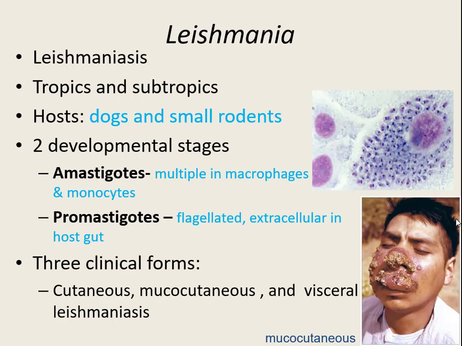Our next of our flagellated is Leishmania, which causes leishmaniasis. It also is found in tropics and subtropical regions. Its main hosts are dogs and small rodents. How we pick them up are little sand flies that bite these dogs and small rodents and then bite us. So they're our transmission vector. It does have two developmental stages. There are amastigotes.